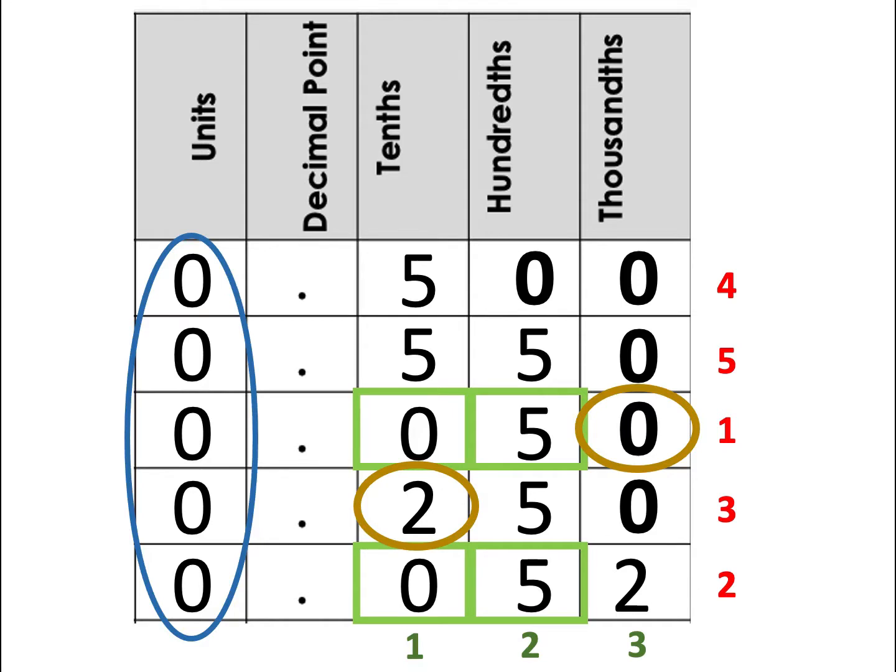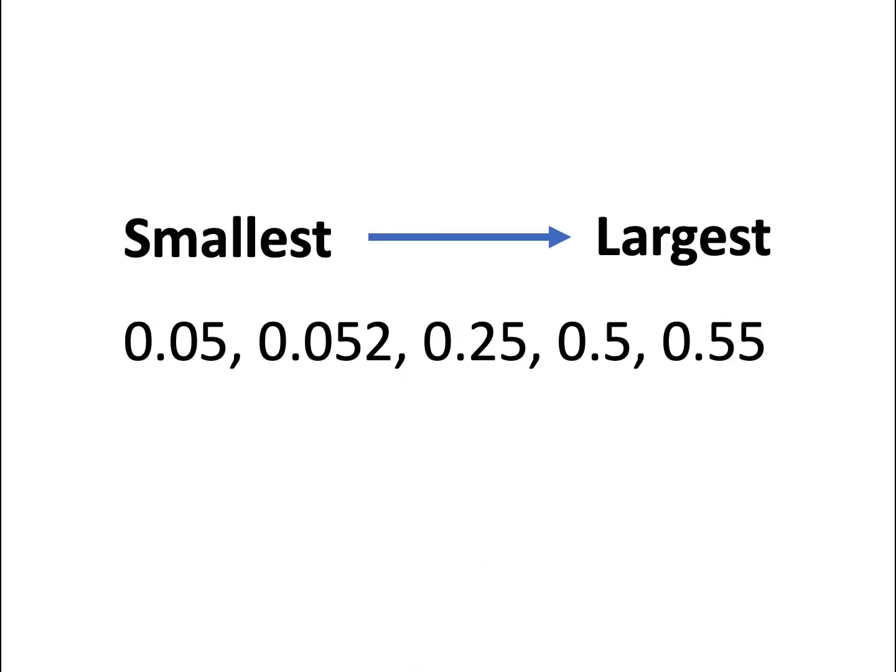We now rewrite the numbers in order. In maths, there is a word to describe placing numbers in order smallest first. The word is ascending. If it was placing numbers in order largest first, the word is descending. So these numbers are in ascending order.